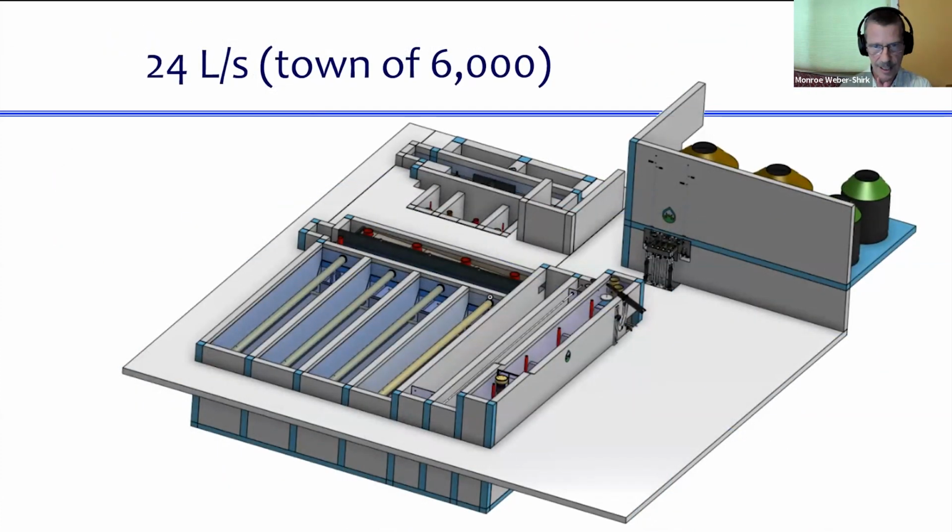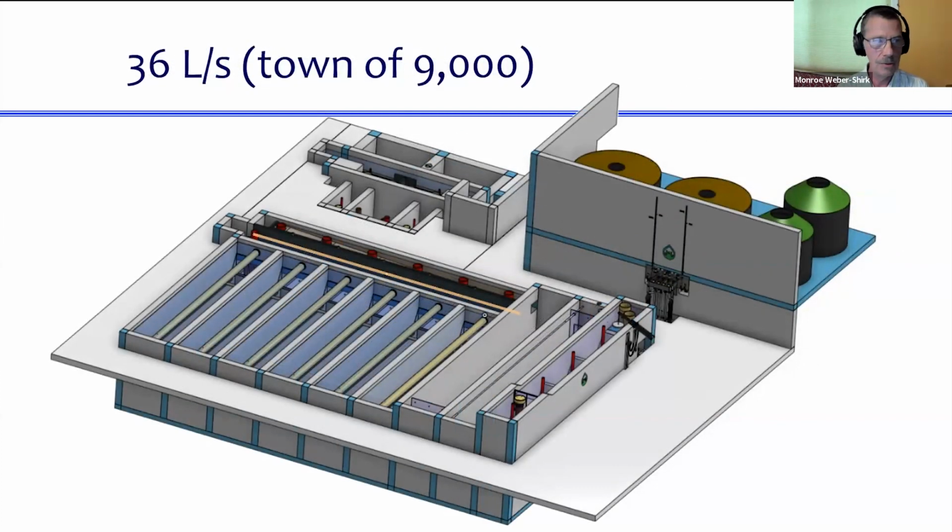So here is the whole system for a town of 6,000 people. It would treat 24 liters of water per second. And by just changing one parameter in Onshape, I switched from this 24 liters per second design to a 36 liter per second design. So I only had to change the flow rate, and because I've linked the physics and the parts and this hierarchy all together, I can get a brand new design.